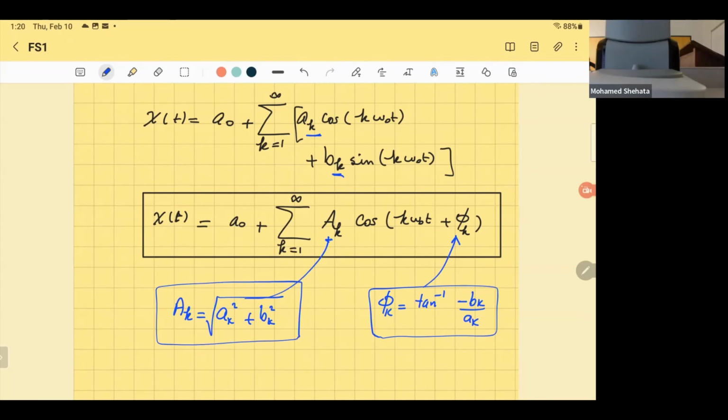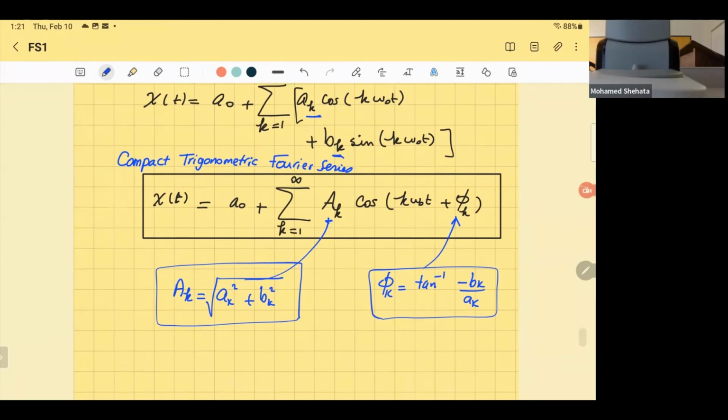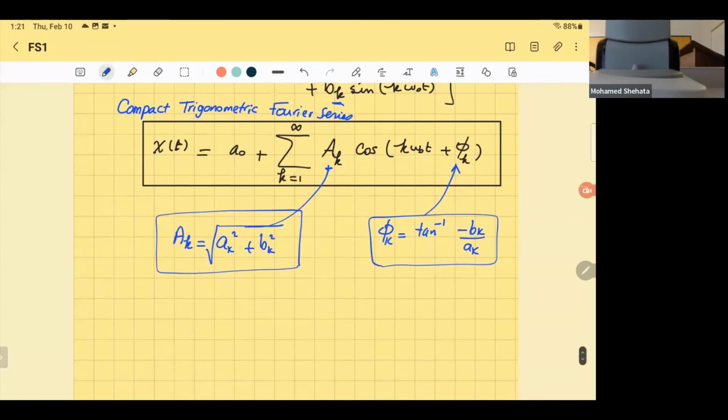If you want, we call this the compact form, compact trigonometric Fourier series. The other one, the traditional, classical one that we did, has sine and cosine. That's the basic. But sometimes people get confused about the sign of the angle in the compact form.